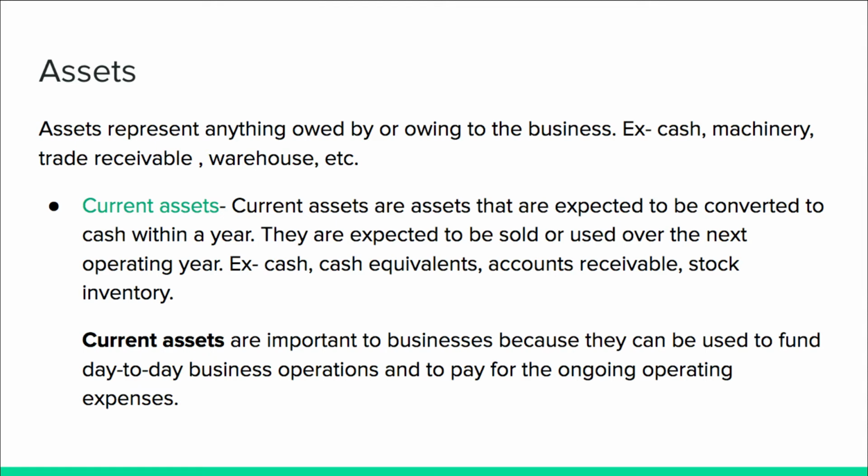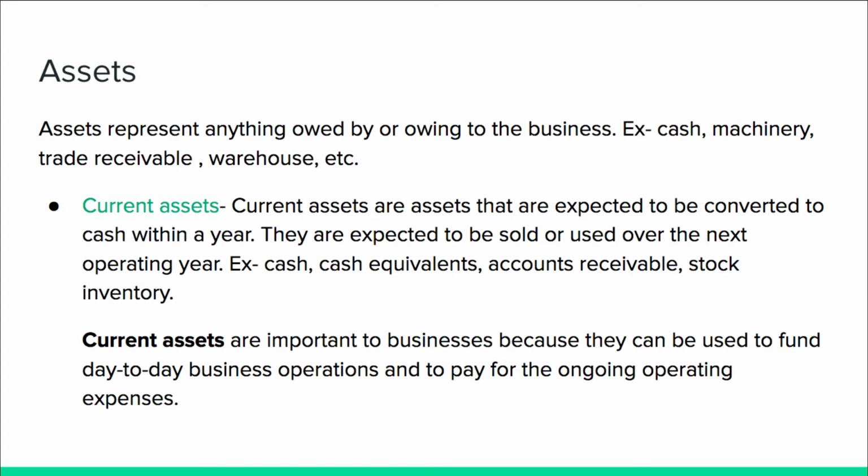Current assets are assets that are expected to be converted to cash within a year. It represents all the assets of a company that are expected to be conveniently sold, consumed, used, or exhausted through standard business operations within 1 year. They are expected to be sold or used over the next operating year. Now, current assets are important to businesses because they can be used to fund day-to-day business operations and to pay for the ongoing operation expenses. Some examples are cash, cash equivalents, accounts receivable, stock, inventory, etc.